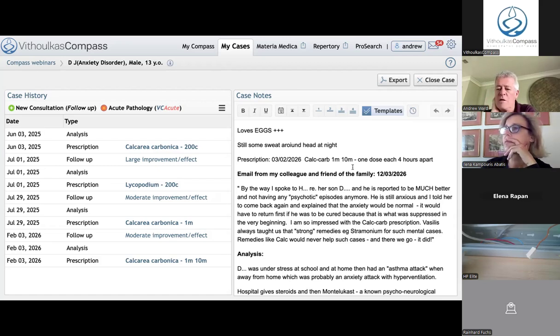Now this is interesting, she was a student of Vasilis Gegas, who was a brilliant student of George and teacher some decades ago, and taught a lot of homeopaths from, I would say, the 1980s, 90s. She said, I'm so impressed with calc carb. Vasilis always taught us that strong remedies such as stramonium for such mental cases are needed. Remedies like calc carb would never help such cases. And there we go, it did, she says. So it was a revelation for her as well.